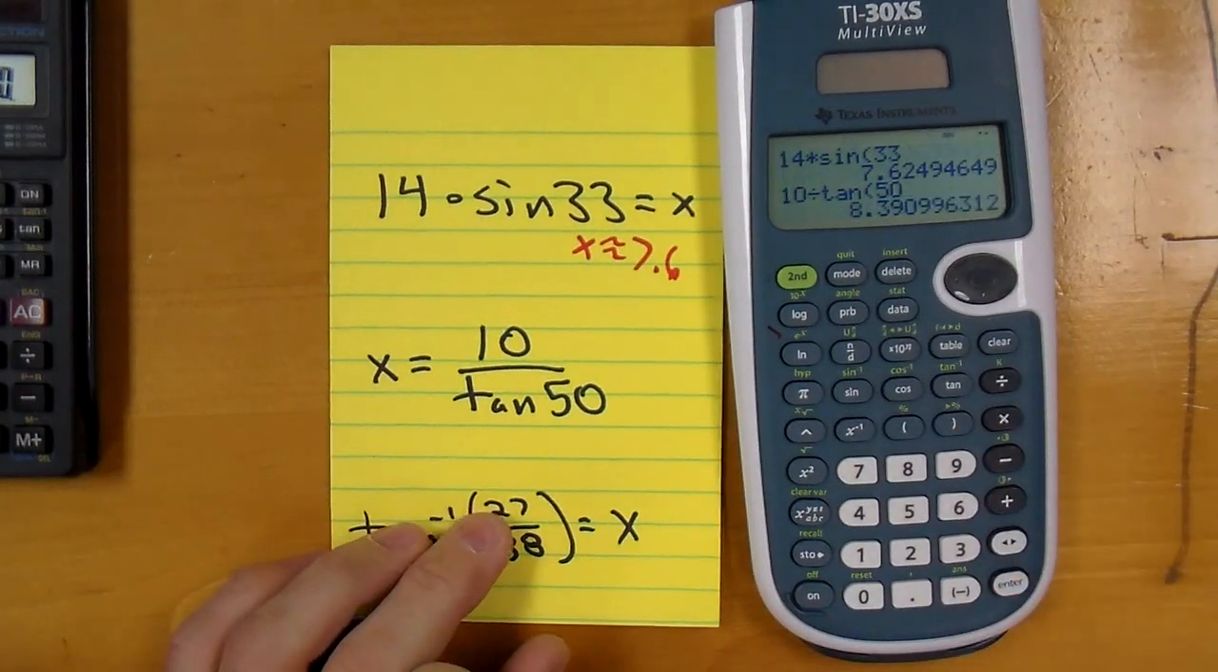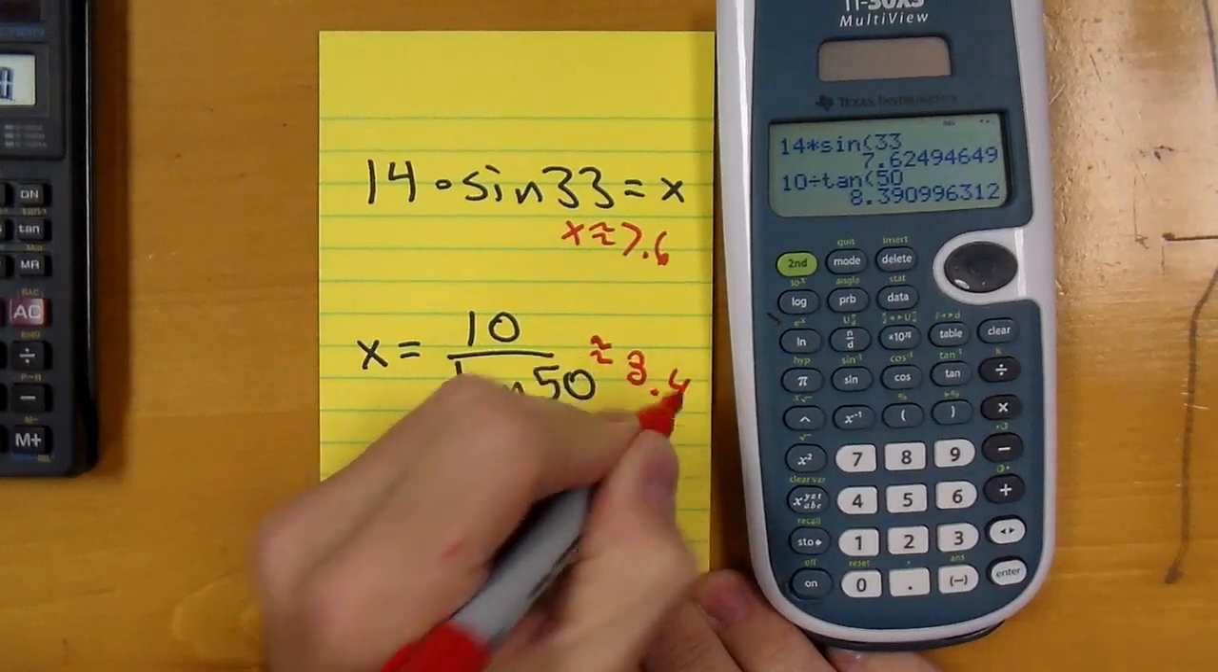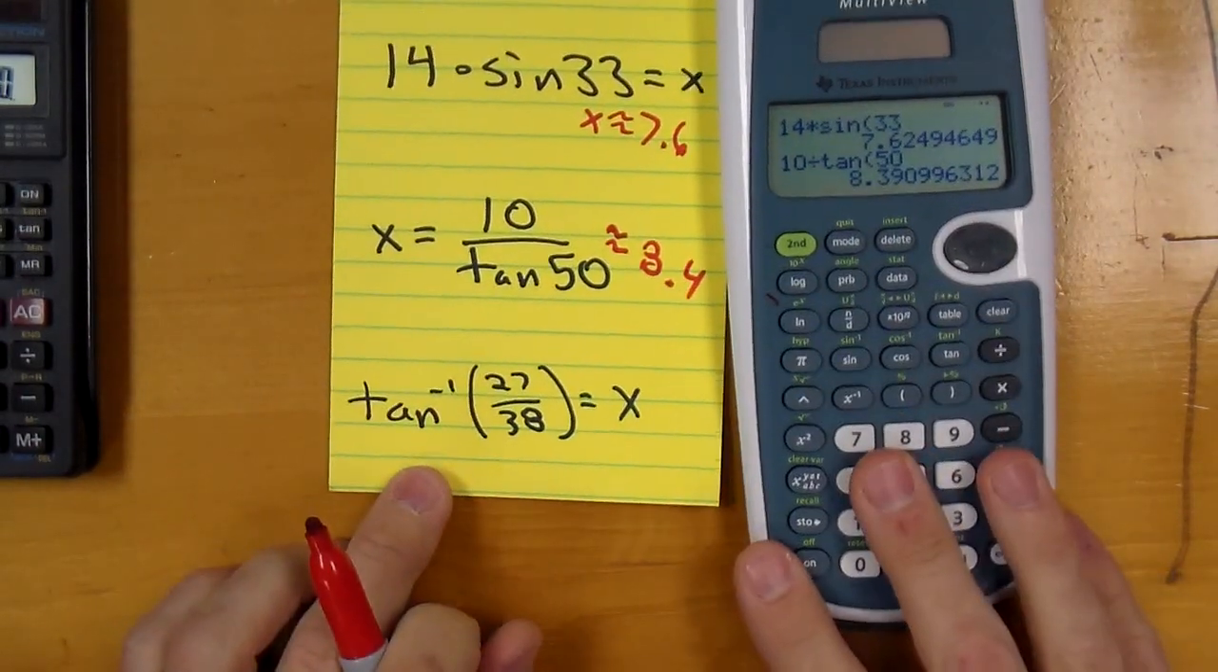Now when we go to division, 10 divided by tangent 50 gives us again the parentheses. I don't have to close it necessarily, just hit equals. This one comes out to be about 8.4.